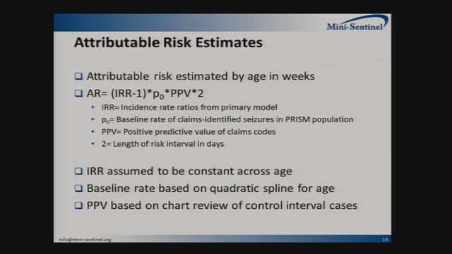Some assumptions that we made when calculating attributable risks were that the incidence rate ratio was assumed to be constant across all ages. The baseline rate was based on the quadratic spline for age just described. And finally, the positive predictive value was based on chart review of control interval cases.